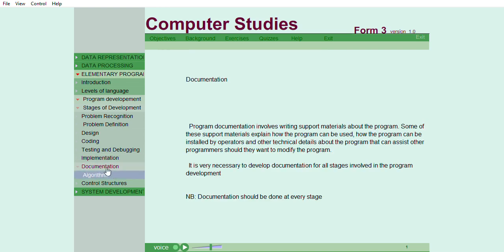Documentation. Program documentation involves writing support material about the program. Some of these support materials explain how the program can be used, how the program can be installed by operators, and other technical details about the program that can assist other programmers should they want to modify the program. It is very necessary to develop documentation for all stages involved in the program development. Note that documentation should be done at every stage.